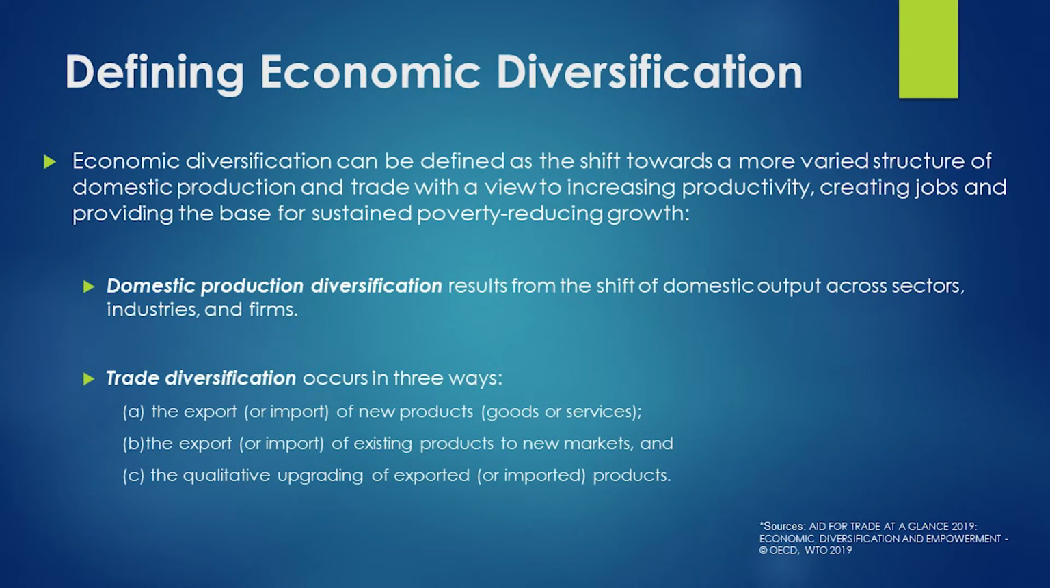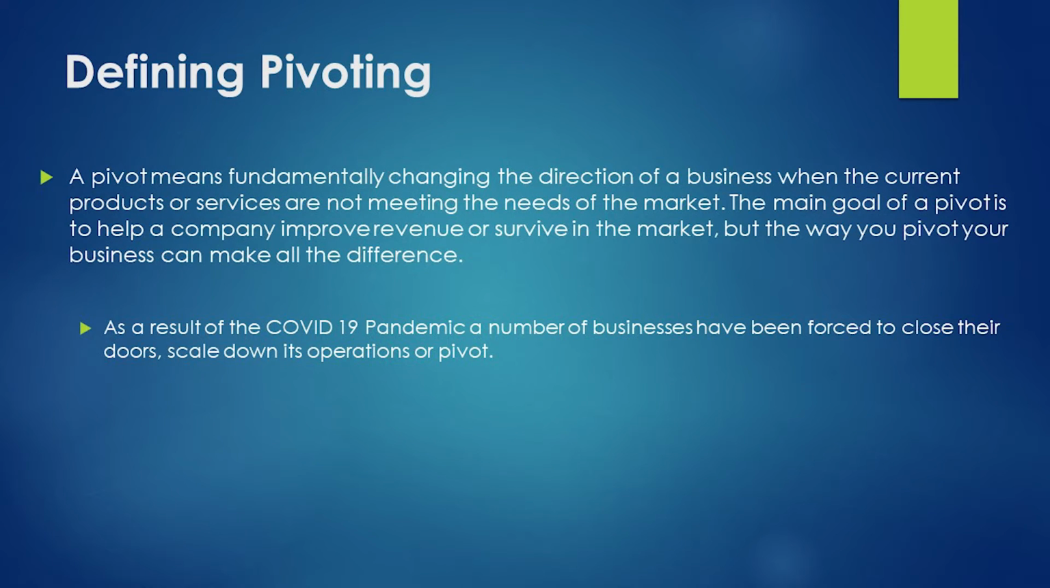Trade diversification can occur in three ways. There can be export diversification into new products. There can be export diversification where you have existing products entering new markets. And lastly, the qualitative upgrading of export products so that there are more quality-based products entering the various markets. In relation to pivoting, this fundamentally means changing the outturn or the direction of a business from one particular product to another, as well as services, as well as improving the dynamics in the way in which we produce.